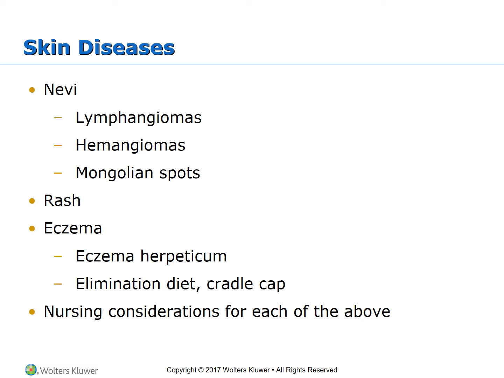And then you can have Mongolian spots. Mongolian spots are irregular, dark blue-green areas found on the lower back. They have regular edges. They're almost always present in Asian infants and Mediterranean or African infants.